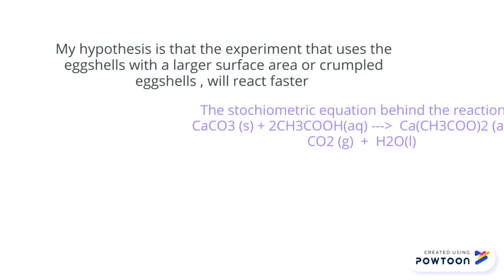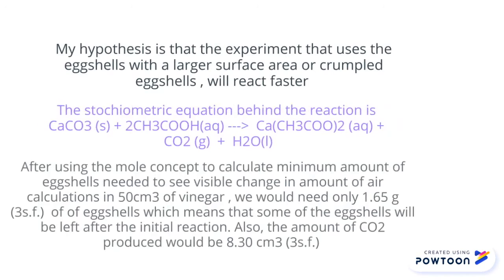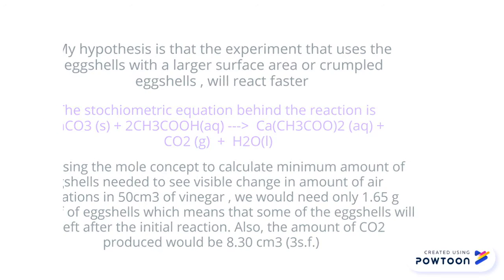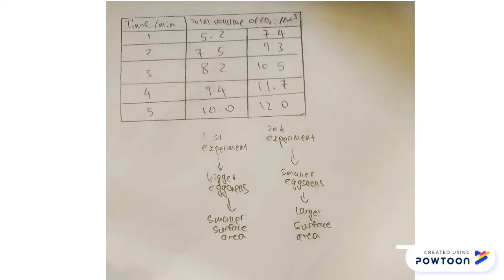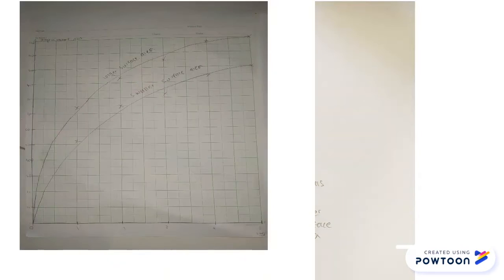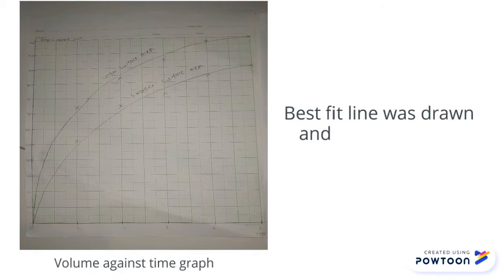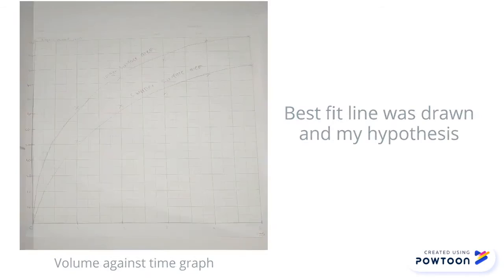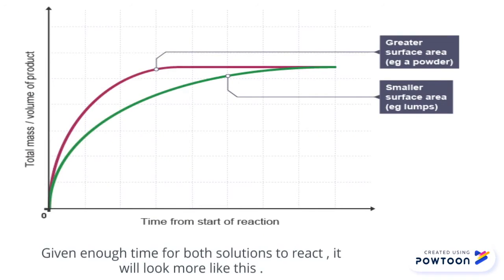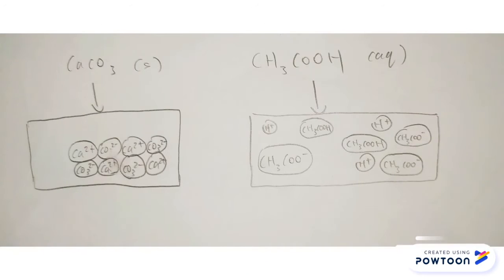Here's my hypothesis and the stoichiometry equation. I also managed to find out how much eggshell is needed to see a visible change in air level. Here are the results. I drew a best fit line and my hypothesis was proven from my experiment. However, if we were given more time, the experimental results would look more like this. Here is how the molecules look. And next, let's view the animation.